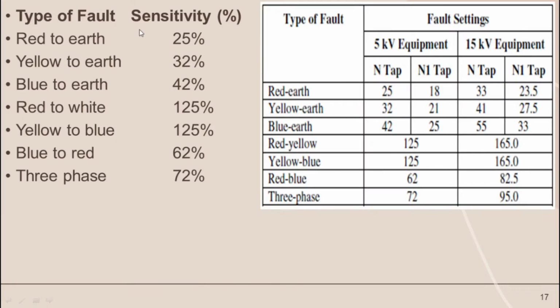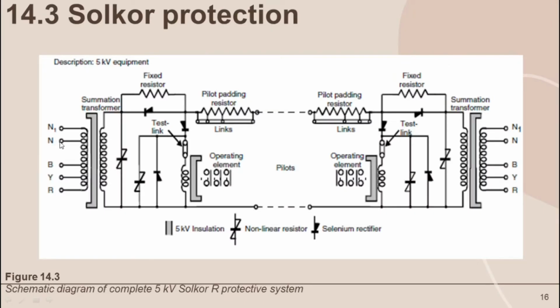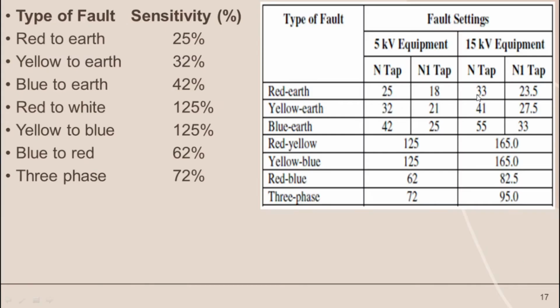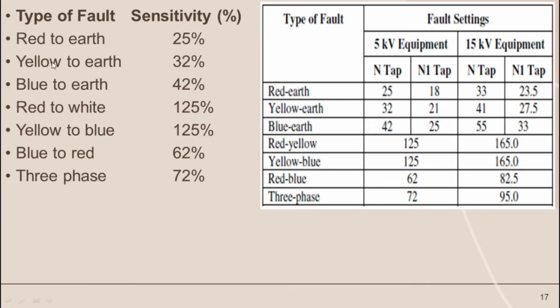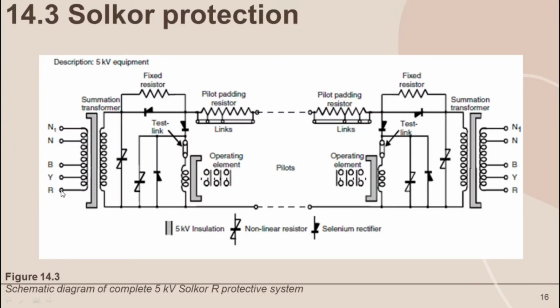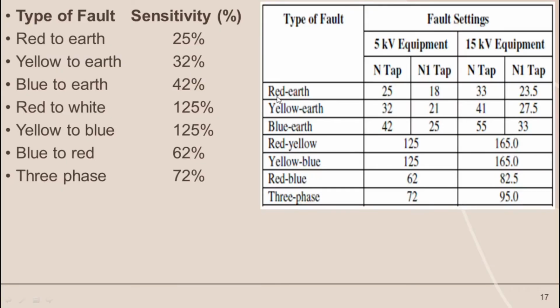So, ito naman yung type of fault. Saka ito naman yung sensitivity niya o yung fault settings. So, pag sinabing N tap, dito yon or dito. Tapos pag sinabi ng N1 tap, dito yan or dito. So, pag sinabing red to earth or red to N at red to N1, makikita natin dito yung red to N or red to N1. So, example, pag red to N, 25% sensitivity. Kung red to N1, 18% sensitivity.